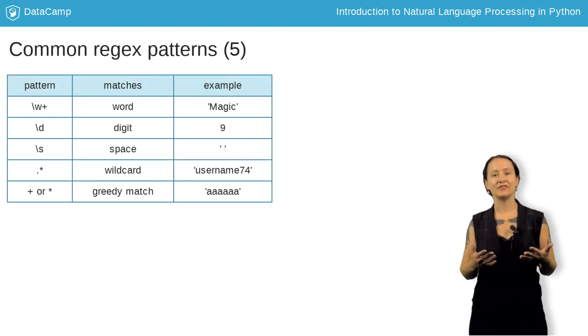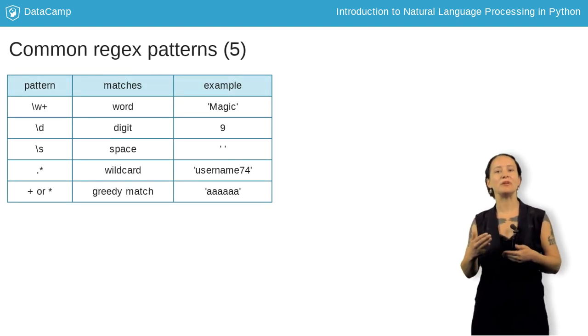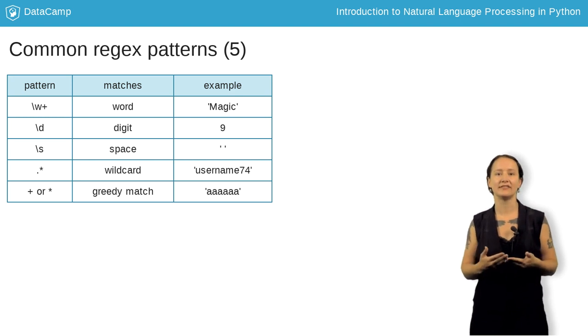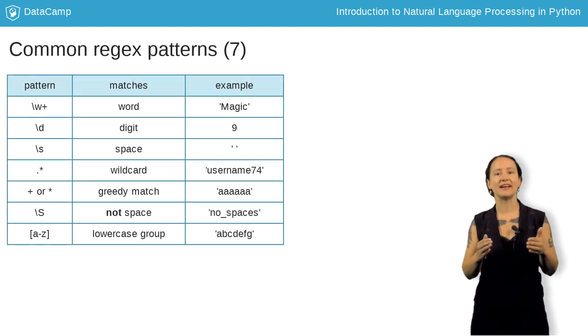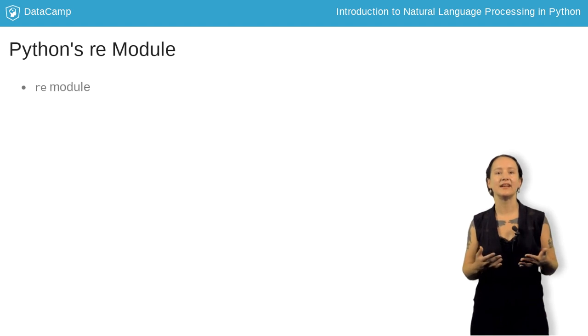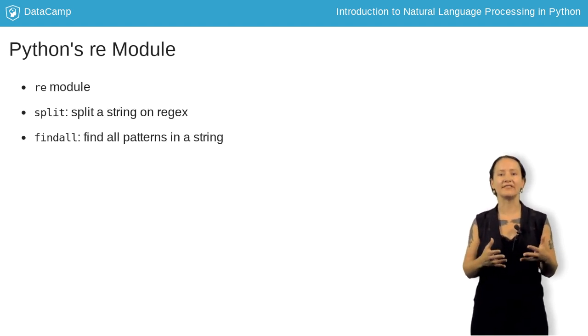The plus and asterisk characters allow things to become greedy, grabbing repeats of single letters or whole patterns. For example, to match a full word rather than just one character, we need to add the plus symbol after the \w. Using these character classes as capital letters negates them, so \S matches anything that is not a space. You can also create a group of characters you want by putting them inside square brackets, like our lowercase group. In the following exercises, you'll use the RE module to perform some simple activities, like splitting on a pattern or finding all patterns in a string.